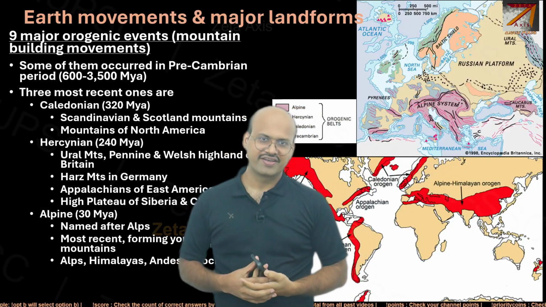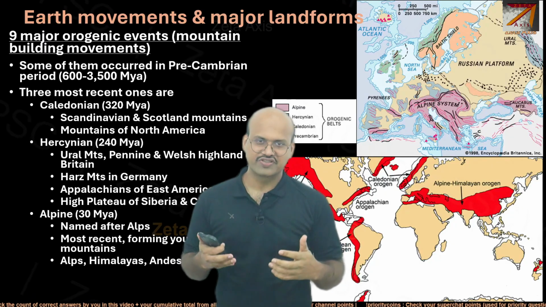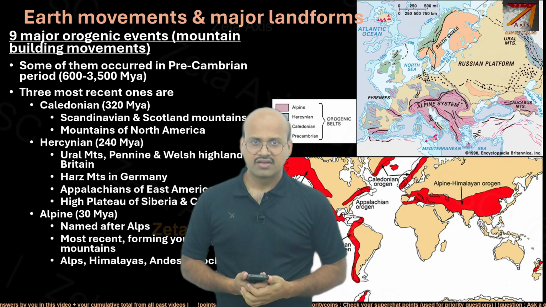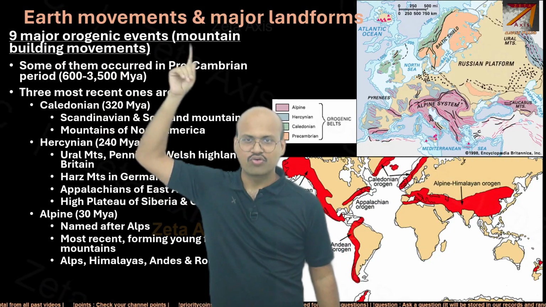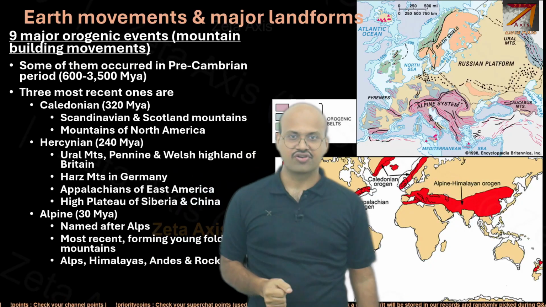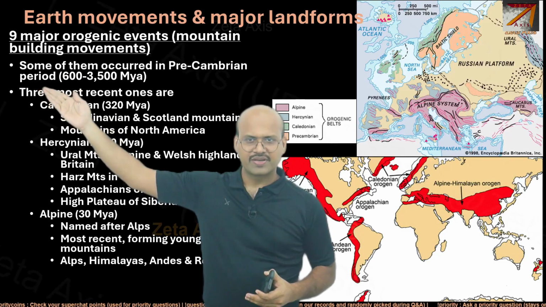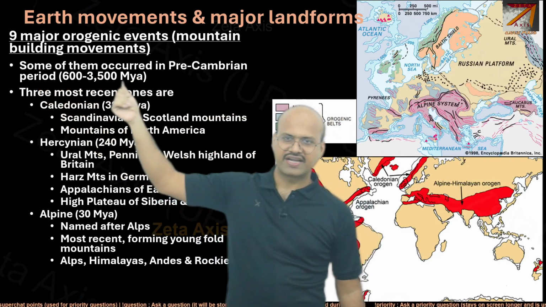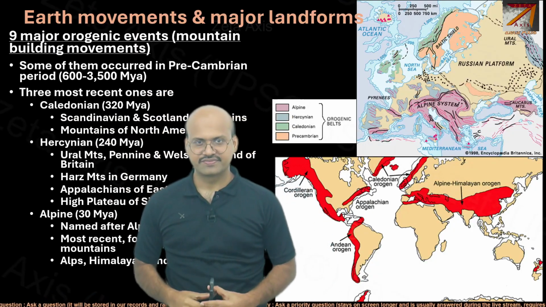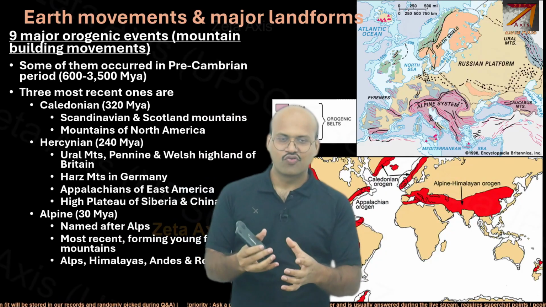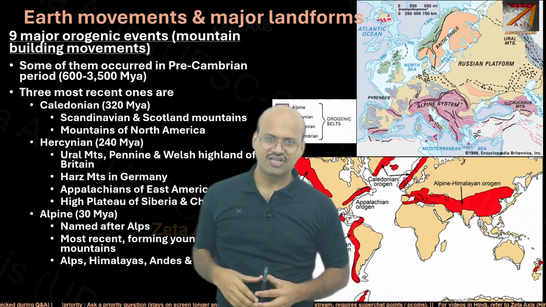Over the history of Earth, there have been several occasions when there have been forces which led to the creation of mountains. Now there are some debates, but 9 major orogenic events, that is the mountain building movements, have been recognized over the history of Earth. So they have been categorized into 9 major events. Most of them actually occurred in the Precambrian period, more than 600 million years ago. So this is way before the formation of Pangaea. We know that all the earth was once situated together, which was called Pangaea. But these occurred way before Pangaea, so we are not going to see them.